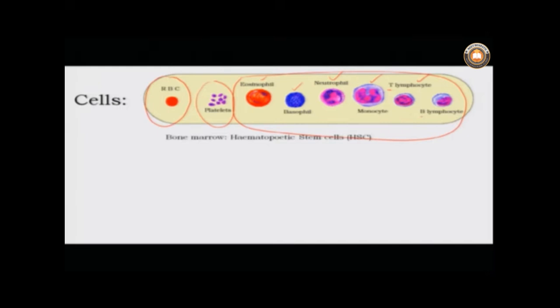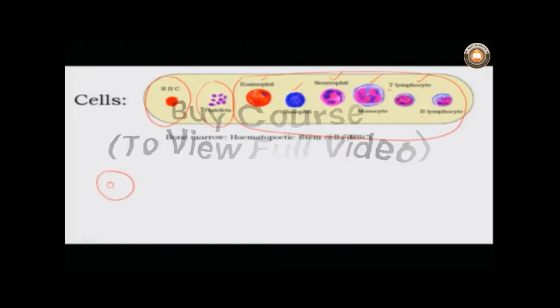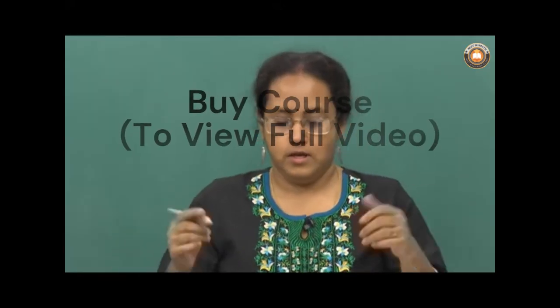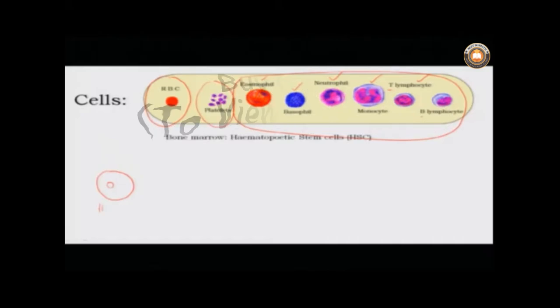These hematopoietic stem cells look somewhat like this. Stem cells are those that are capable of self renewal, meaning when they divide they can produce more cells that are exactly copies of themselves. So, the hematopoietic stem cell just does that.